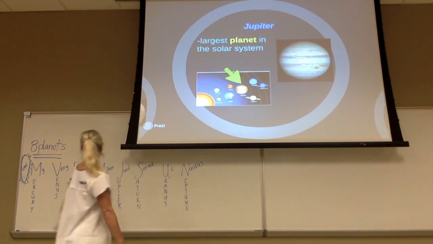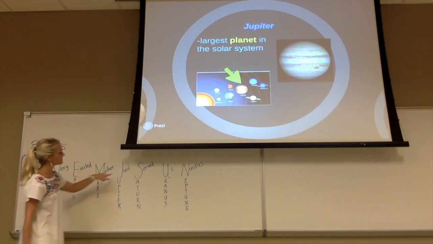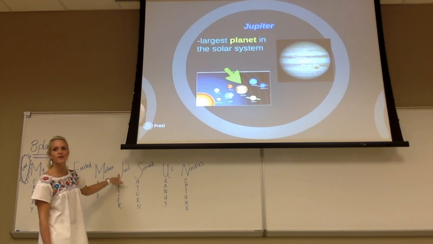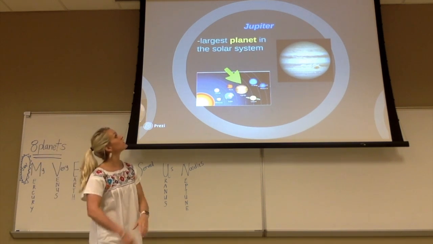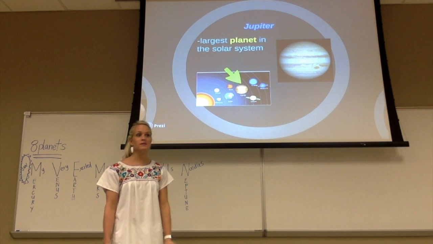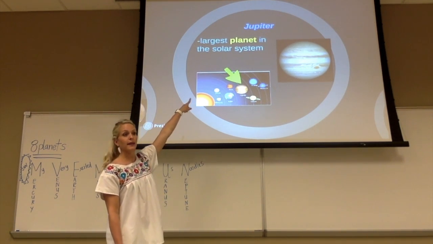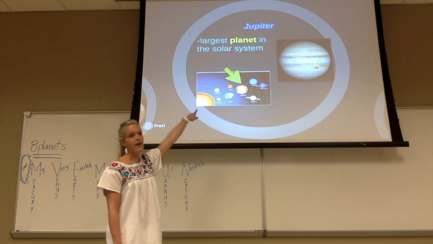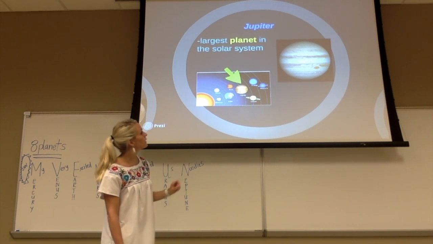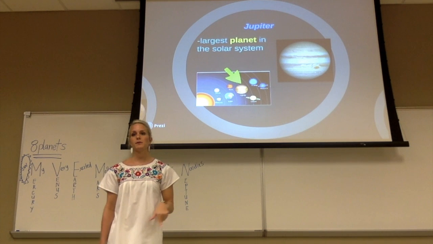Okay, the next planet, let's see. My very excited mother, just. J. What does J stand for? Jupiter. This is the largest planet in the solar system. It's the biggest one. So go ahead and fill in your blank with what? Planet. It's the largest what? Planet. Good.